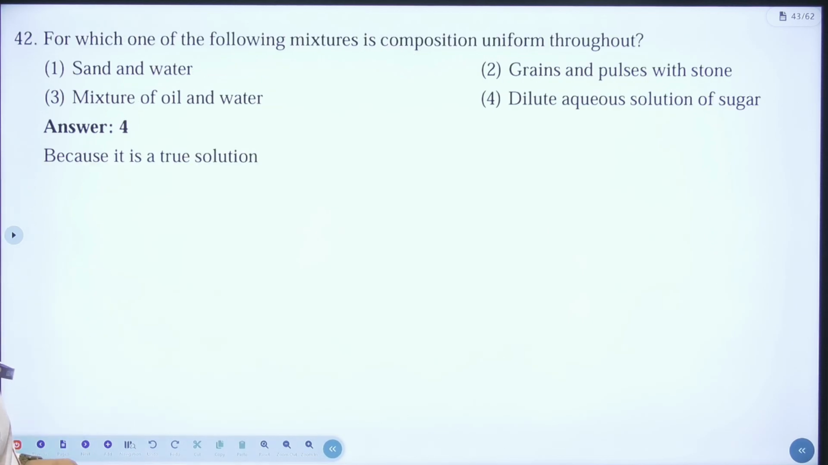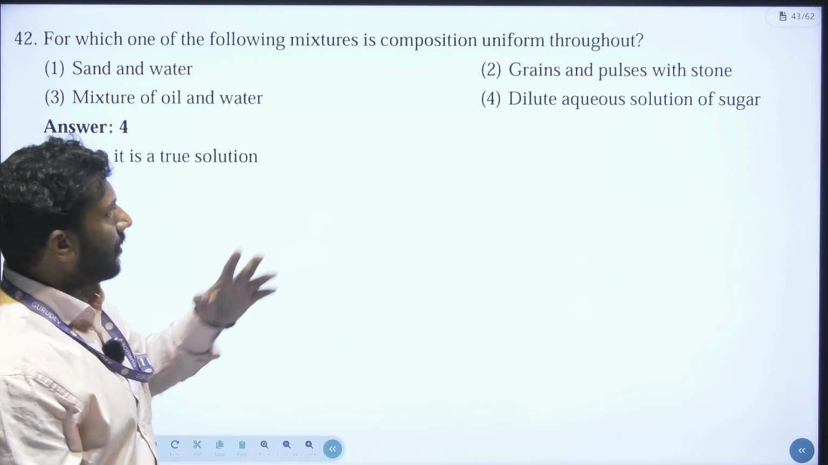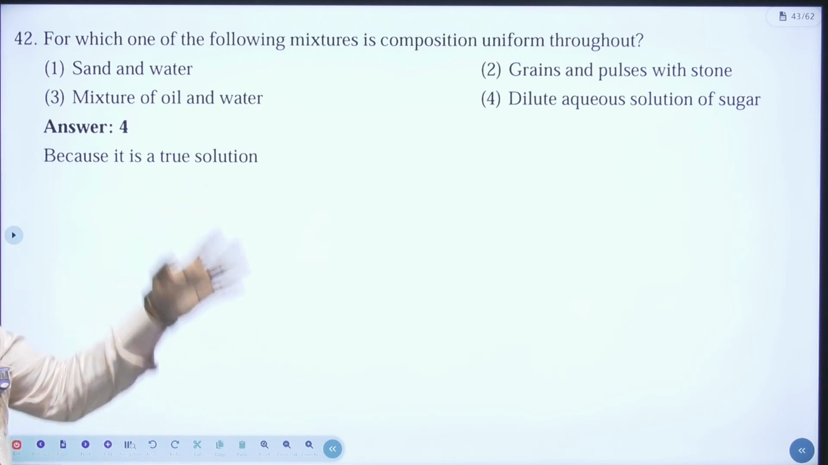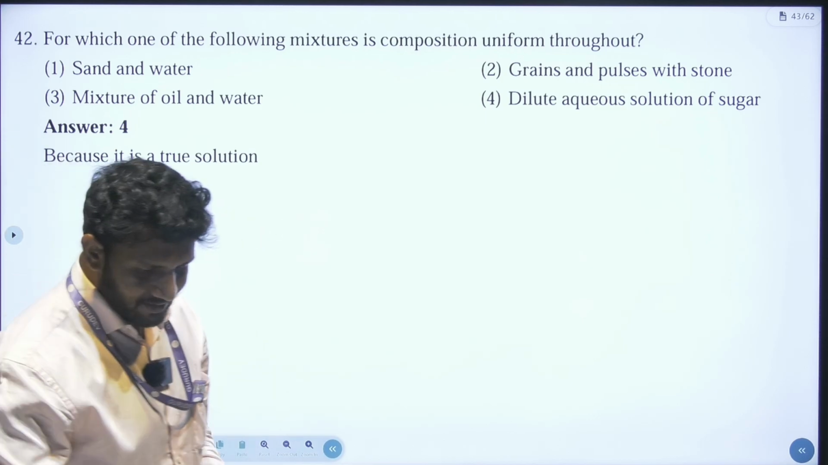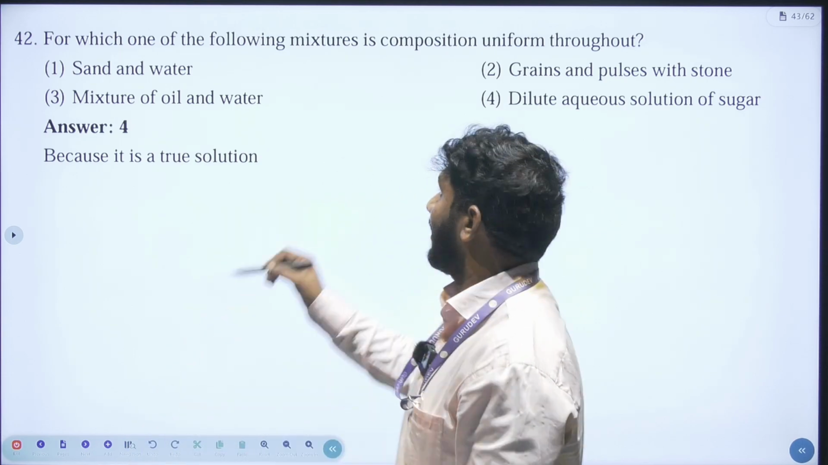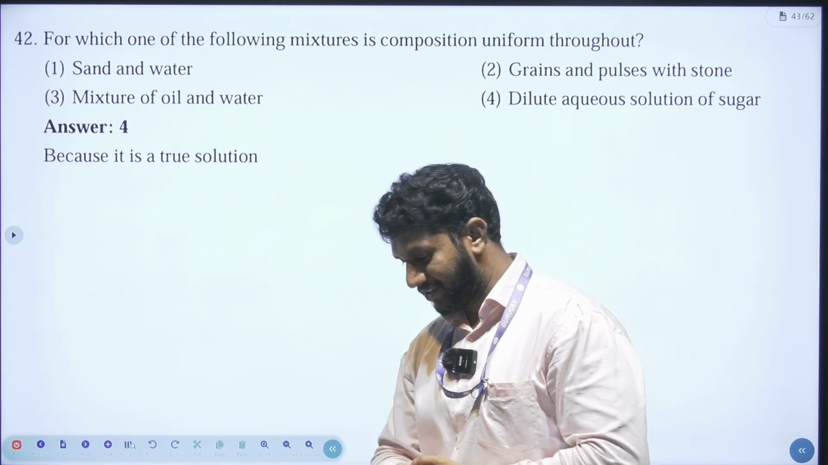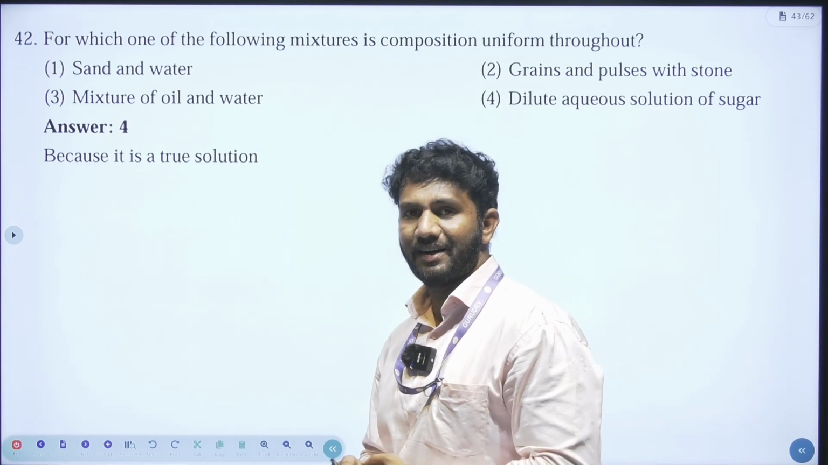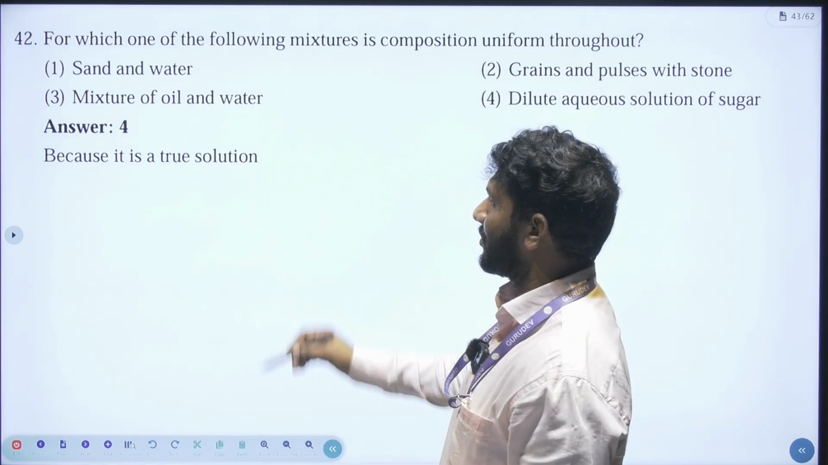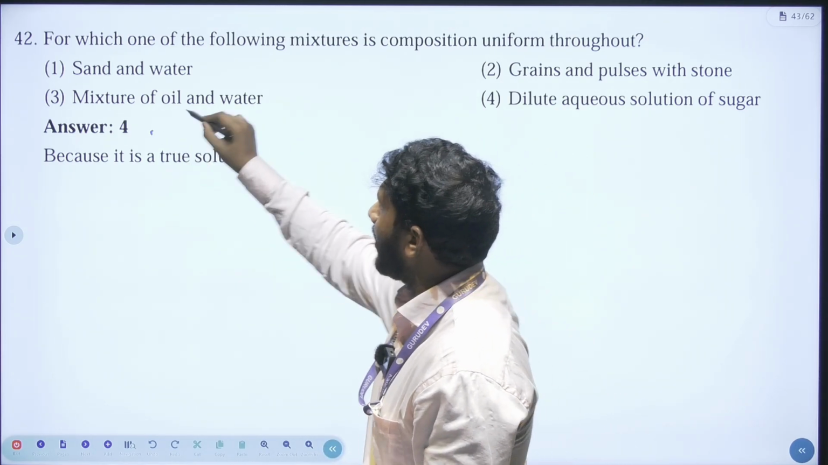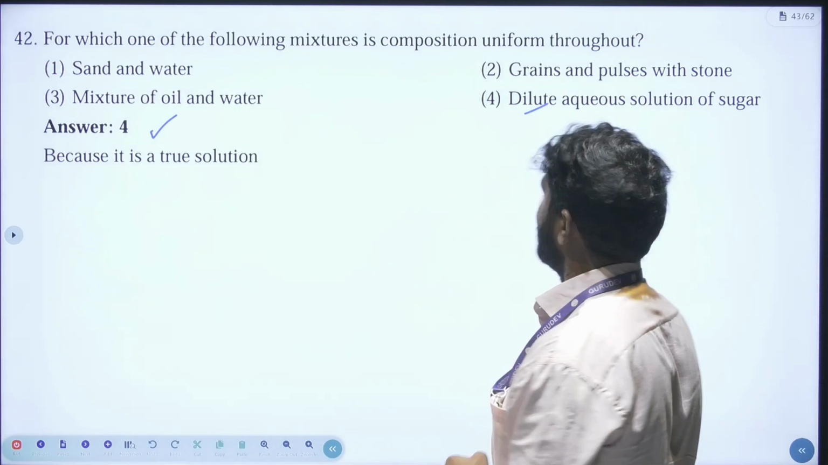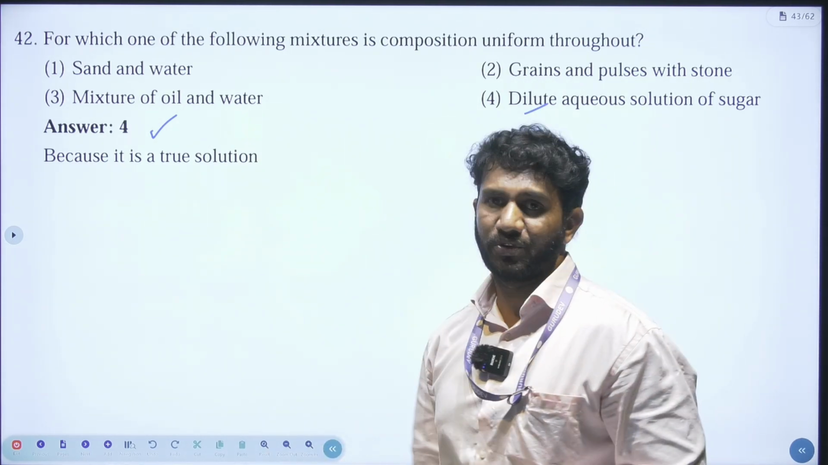Next question, for which one of the following is the composition of the mixture uniform throughout? So this is also a surface chemistry topic question. Surface chemistry topic means that it is a deleted portion. So the answer for this question is the fourth option. Dilute aqueous solution, because it forms a true solution.